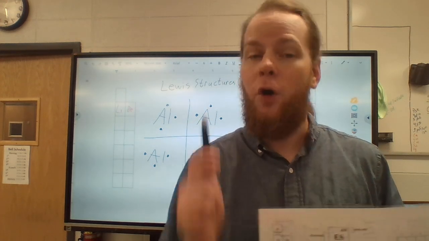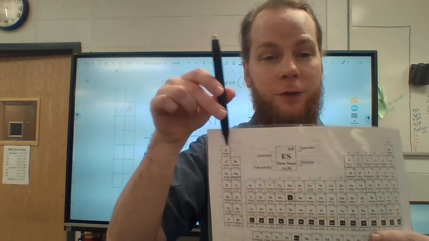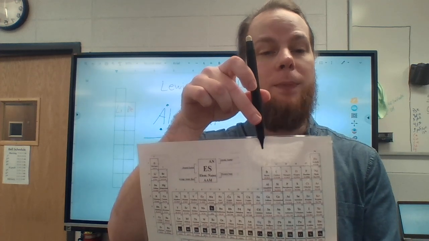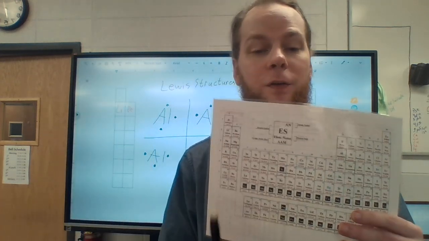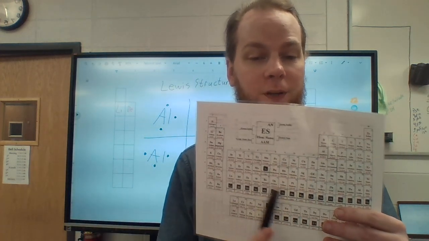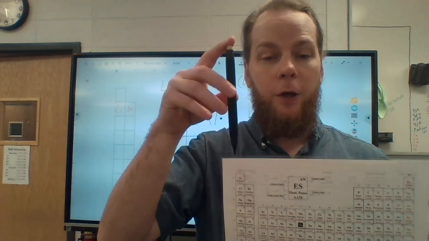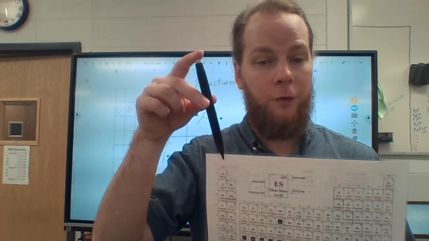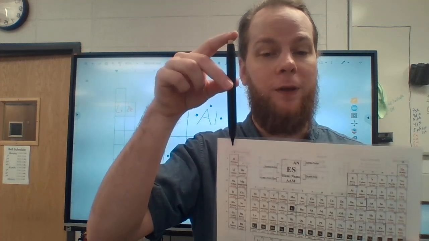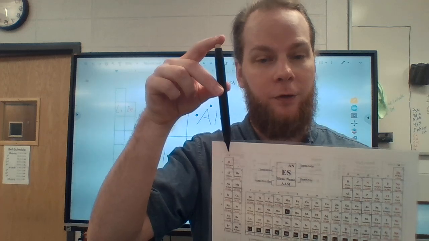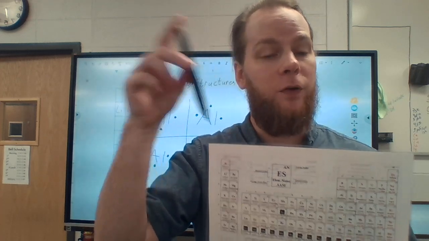Now, I did tell you this only works in the S block, which is the first 2 columns, or the P block, which is the last 6. Does not work in the D block, which is the 10 in the middle, or the F block, which are the 2 rows at the bottom. For the S block, it's just the group number, so 1 or 2. So everything in this column has 1 valence electron. Everything in this column has 2.